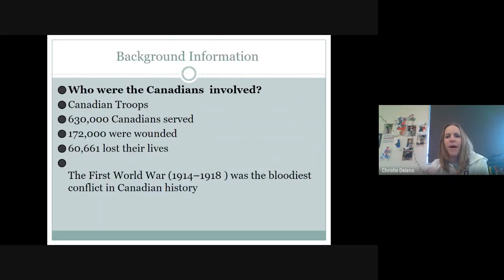In terms of background information on who's involved in the war here in Canada, we know the war is not fought on Canadian soil, but in Europe. So we've got Canadian troops. About 630,000 Canadians and Newfoundlanders served in the First World War in some capacity. About 172,000 were wounded, and 60,661 soldiers lost their lives. Ultimately, this war that spans four years is the bloodiest conflict in Canadian history to date.